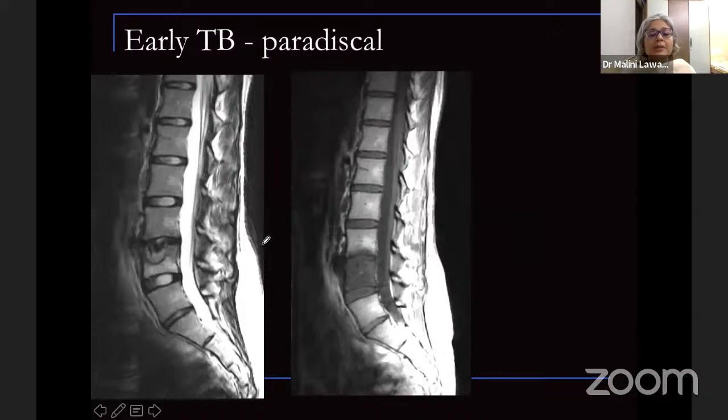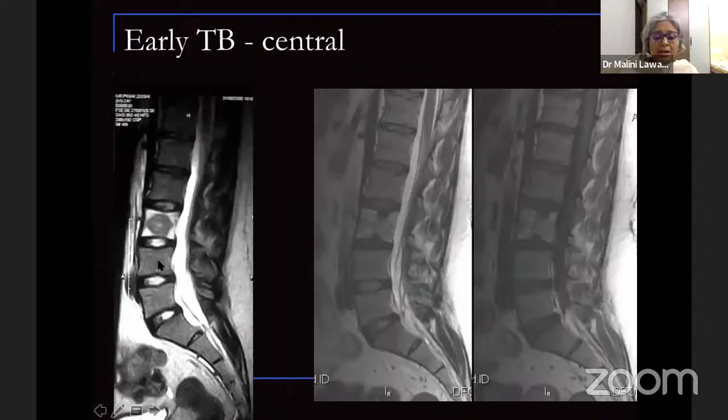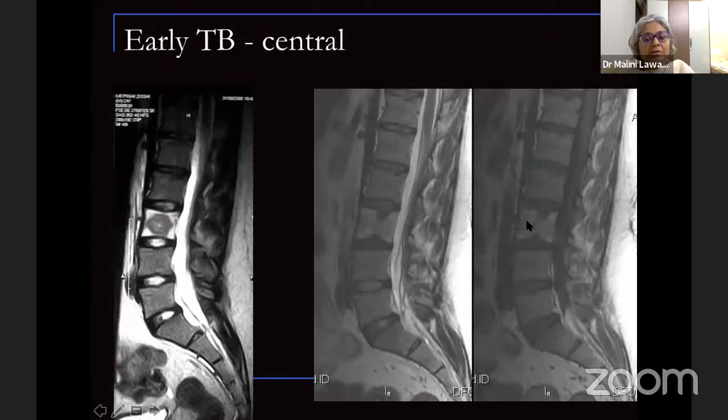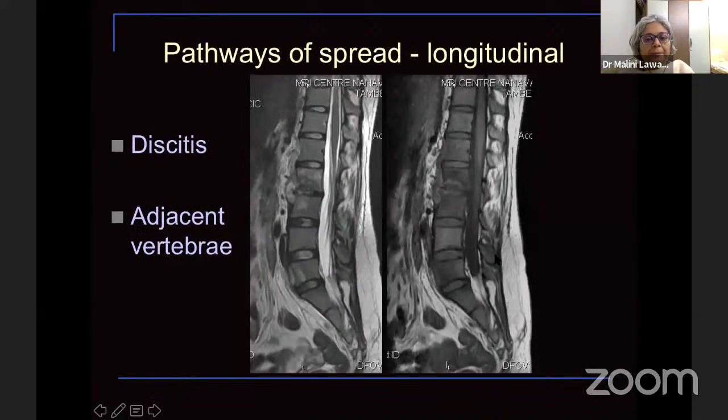Or early TB can be paradiscal. So here, if you notice, it's more adjoining the disc, this focus here. Sometimes it can be central. For example, here you have this central lesion and a lot of marrow edema around it on T2. On T1 weighted image, it is dark with marrow. And this is after treatment, where you can see there is fatty marrow.